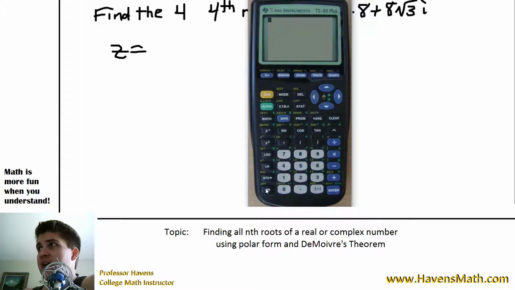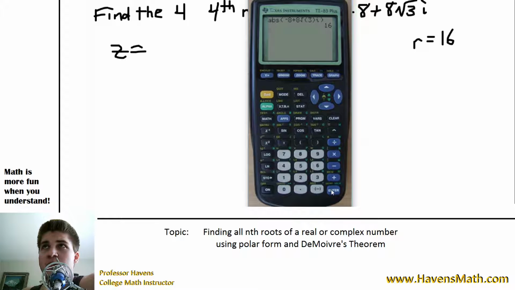Basically, if we want to find r and theta for this complex number, there's complex math in our calculator. If we go to math, scroll over to CPX, that's where the complex math is. If we go down to number 5, the absolute value, and type in the absolute value of negative 8 plus 8 root 3i, our calculator is going to calculate the distance from the origin to this complex number in the complex plane. That's what the absolute value means. Luckily our calculator will find it, so that tells us that r is equal to 16.